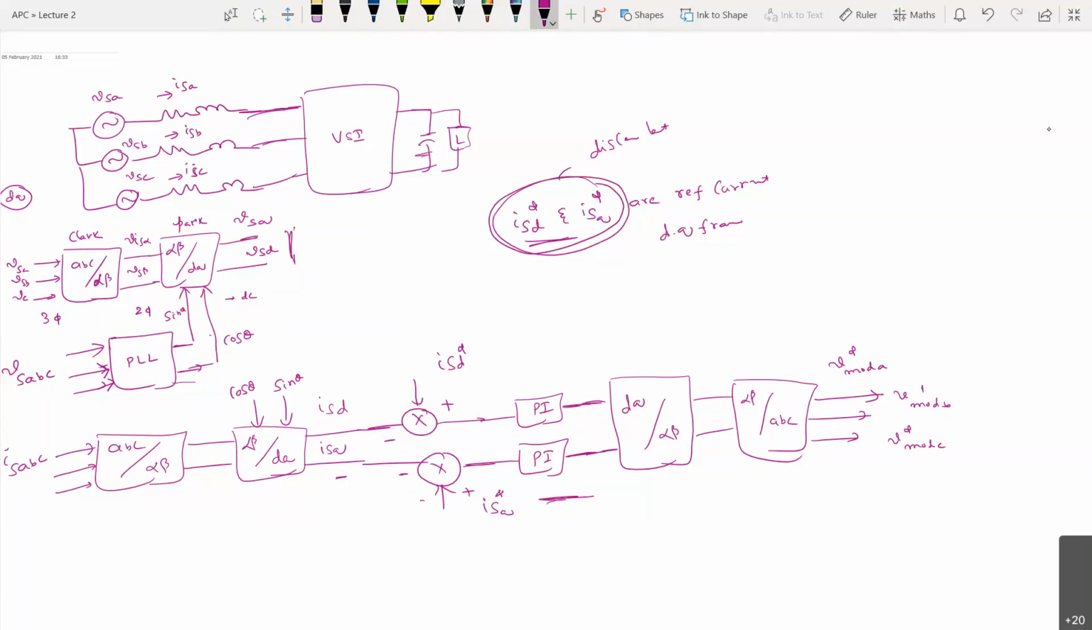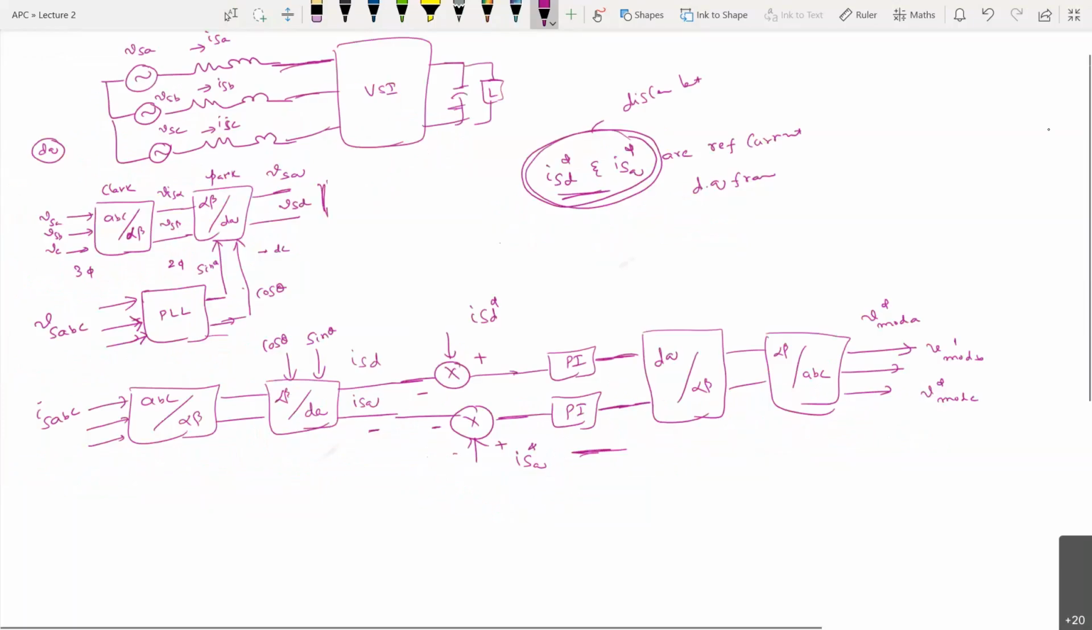So everything is the same. Earlier we were doing it in the ABC reference frame, and now we are doing it in the DQ reference frame, or the synchronous reference frame. Any questions? No, sir. Okay then, we'll continue.